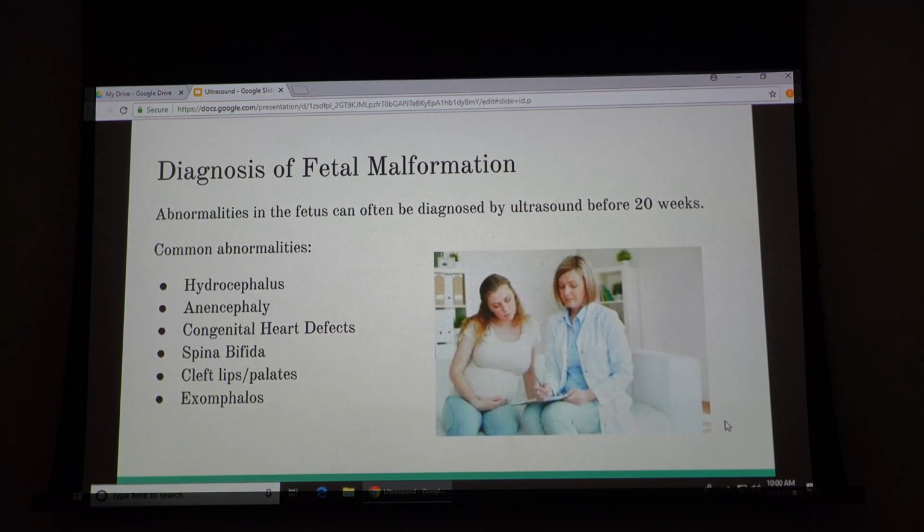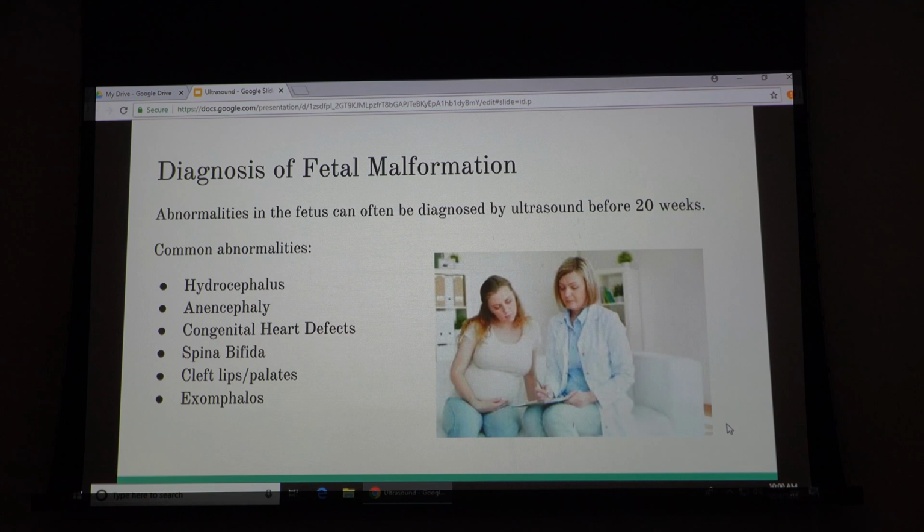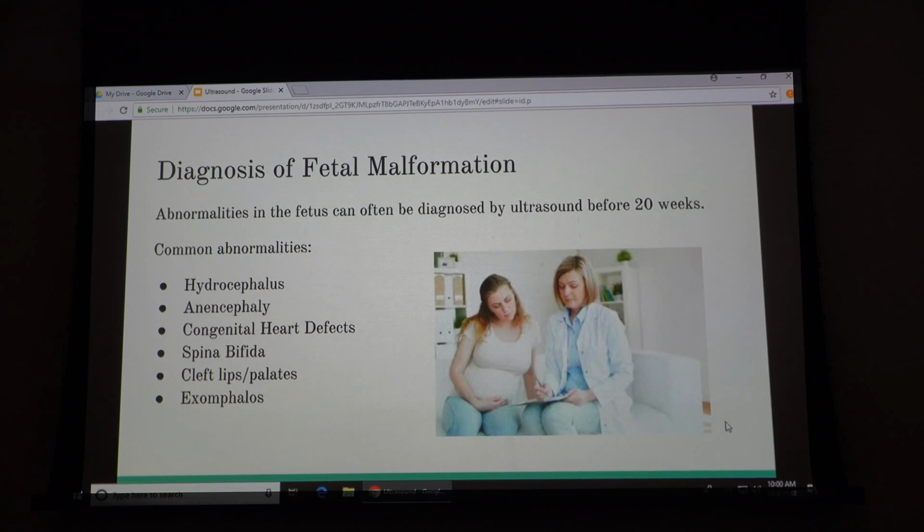All right, so next is the diagnosis of fetal malformation. So abnormalities in the fetus can often be diagnosed by ultrasound before 20 weeks. Some common abnormalities are hydrocephalus, anencephaly, congenital heart defects, spina bifida, cleft lips or palates, and exomphalos.